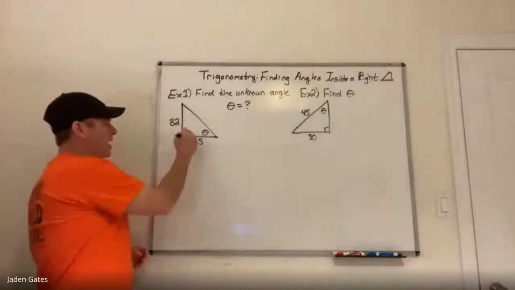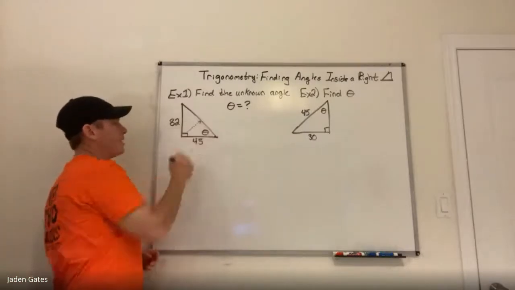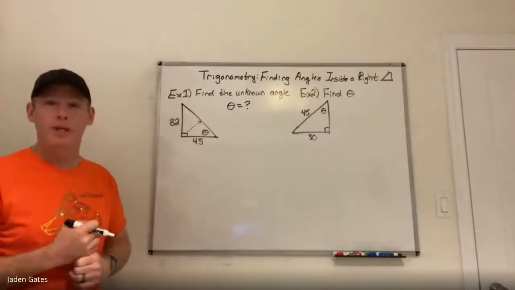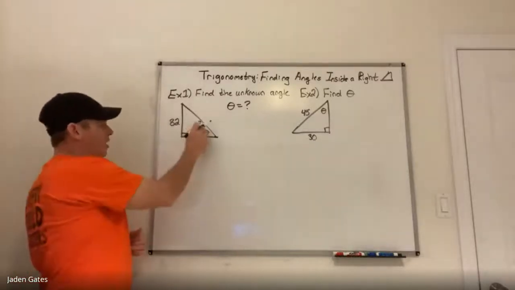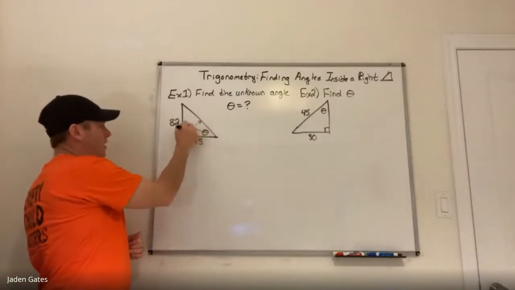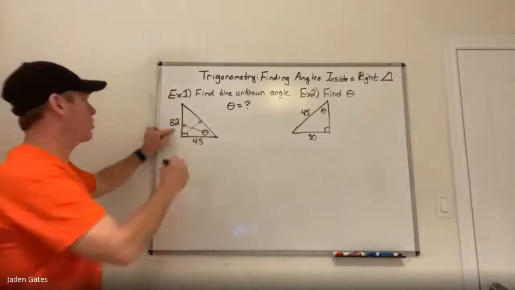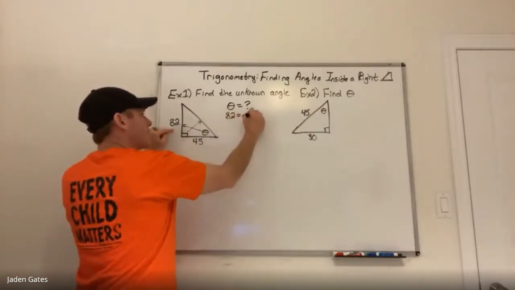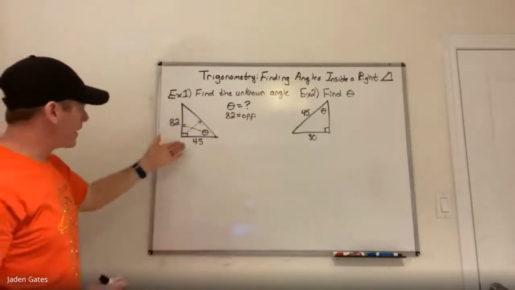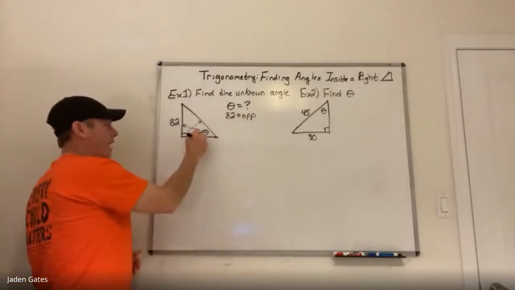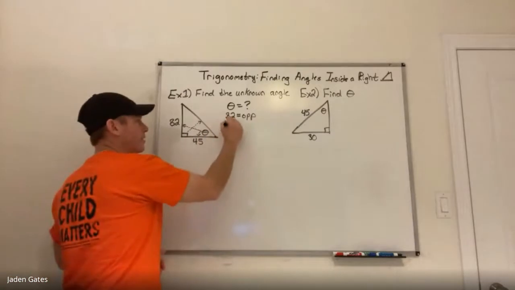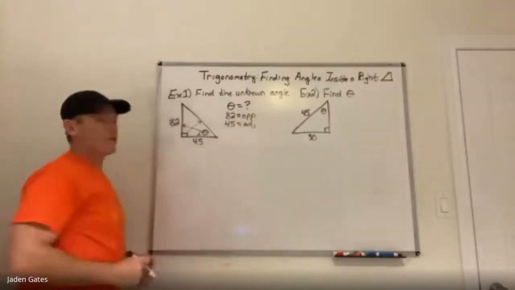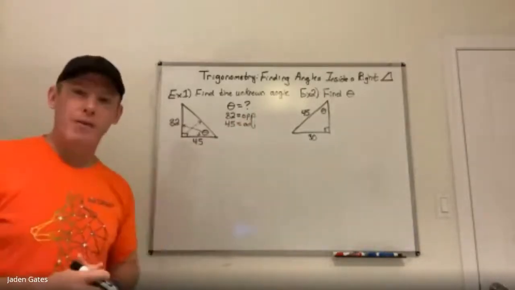Now, the right angle always across from it is the hypotenuse. We don't have that. So these sides here are either the opposite or the adjacent. And again, based off of our angle theta, if I go across from it, that is the opposite. So 82 is our opposite. So write that down. And then that makes 45 have to be our adjacent. It's the side beside the angle. So that's our first step. Write down the information that you know.